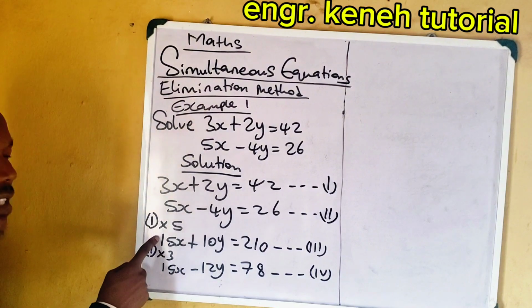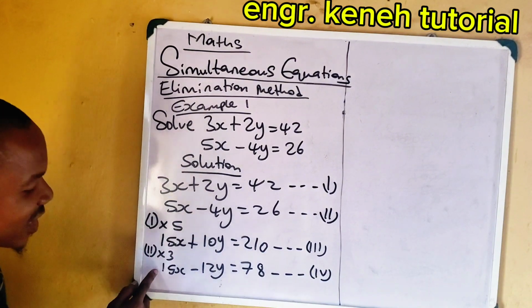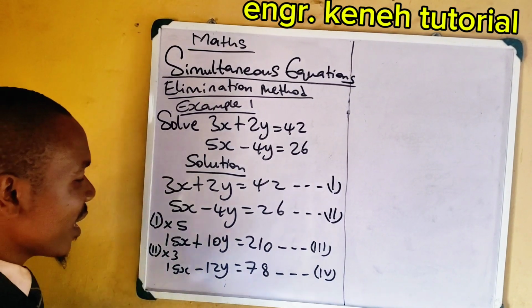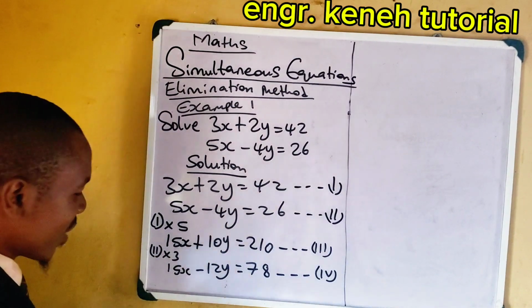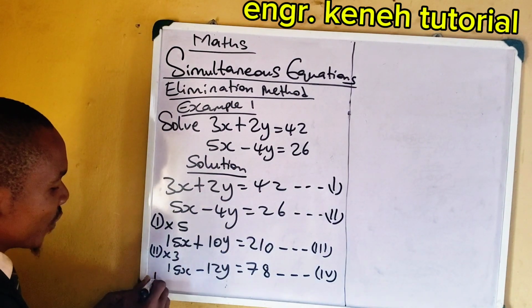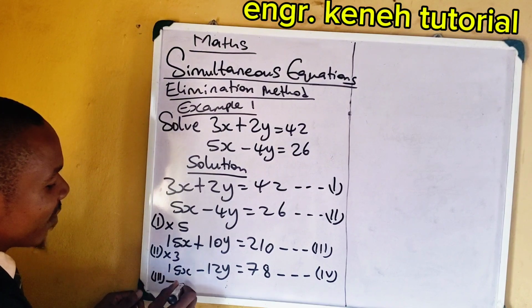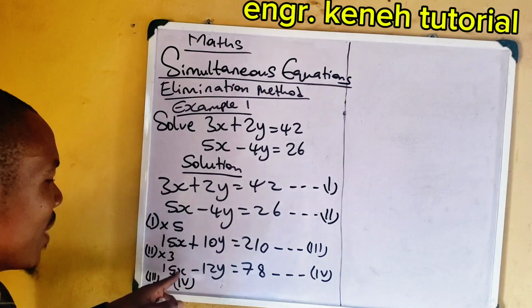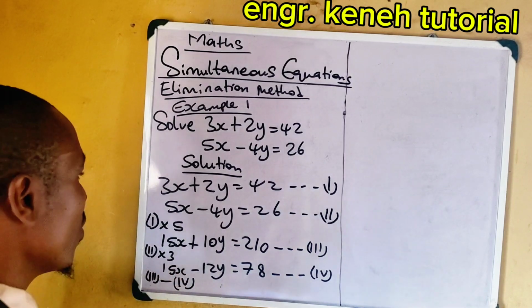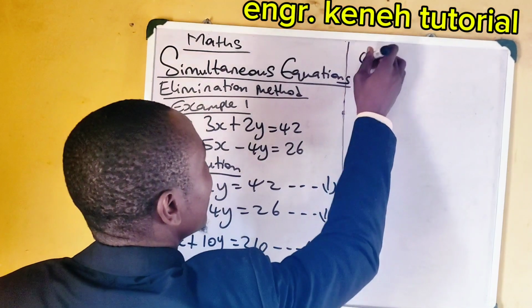As you can see, this is positive 15x and this is a positive 15x. That means that they have similar signs. That means I have to subtract. So I will say equation 3 minus equation 4. So you notice that 15x minus 15x will become 0. So we have 0 here.